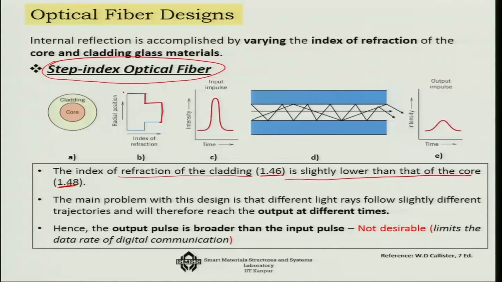But the problem here is that with this design, different light rays follow slightly different trajectories and will therefore reach the output at different times. Consider some light which is going straight, and some light which is going through total internal reflection. Naturally, this will reach slightly later than the earlier one.